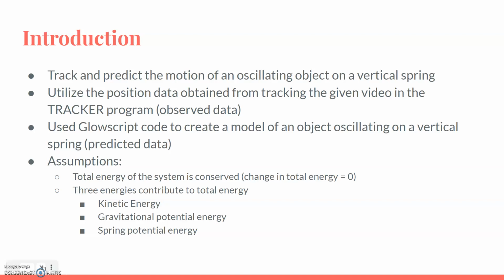First, we utilized the program Tracker to obtain position data from this object given the video that we were provided. We then went into GlowScript and created a code that would produce a model of an object oscillating on a vertical spring, and this is our predicted data. We use the assumptions that the total energy of our system was conserved, meaning that the total change in energy, or delta E, would equal 0. And then we said that 3 energies contributed to this total energy: kinetic energy, gravitational potential, and spring potential. And our job was to compute the kinetic, the gravitational potential, and the spring potential such that the total energy of the system was conserved.